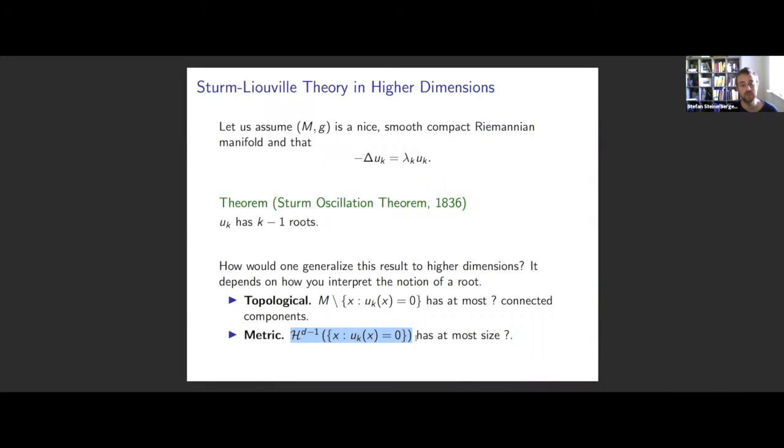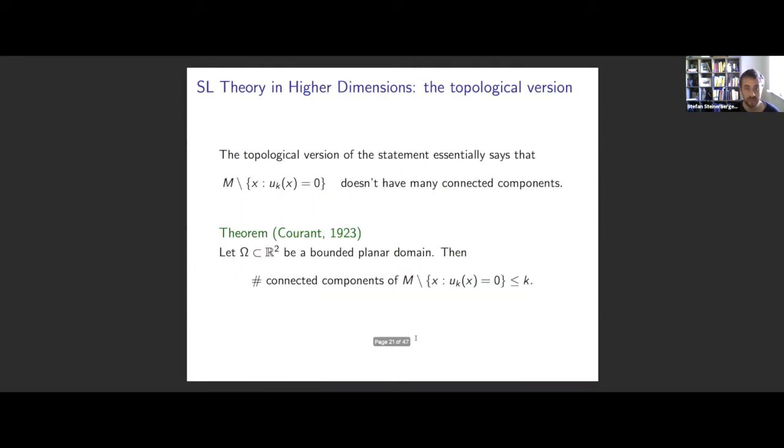That would be the topological version, and I will only talk about the metric version, but it's interesting to have a look at the topological version as well. So you remove the zero set and you count the number of nodal domains. There's a theorem by Courant saying that if you have a nice domain in the plane, and it has been generalized in many ways, then the kth eigenfunction only induces at most k nodal domains. This has been improved in various ways, and it's interesting to see how it's sharp and not sharp.